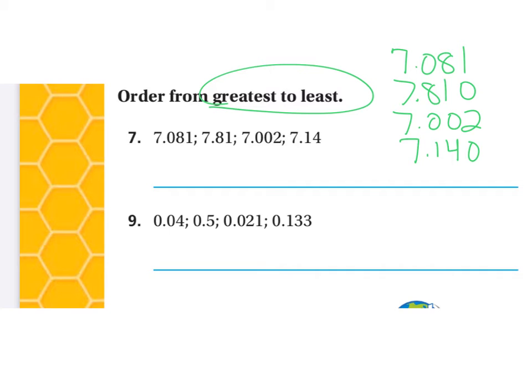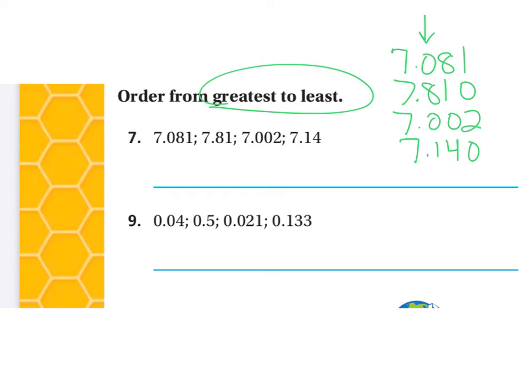And then now, if I'm going to go greatest to least, the first thing I might start looking at are the whole numbers. Well, they're all 7s. They're all 7 and something. So then my eyes would shift to the 10th place. And in the 10th place, I've got a couple of zeros. I've got an 8 and a 1. So the 8 most definitely is the biggest out of all 4.